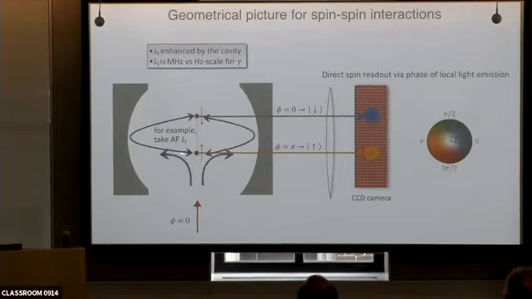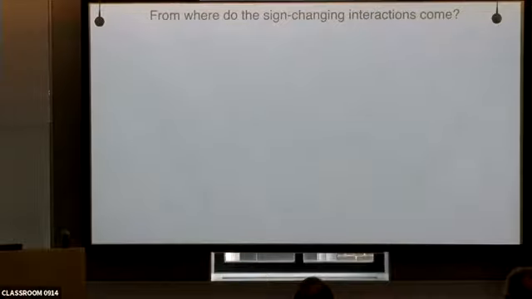So now I want to motivate how you get an antiferromagnetic interaction. I told you how you get a local interaction, you just overlap these spots. But how do you get this signful interaction? So where do they come from? They come from Gouy phases. So one way to do it is through Gouy phases. So what are Gouy phases?